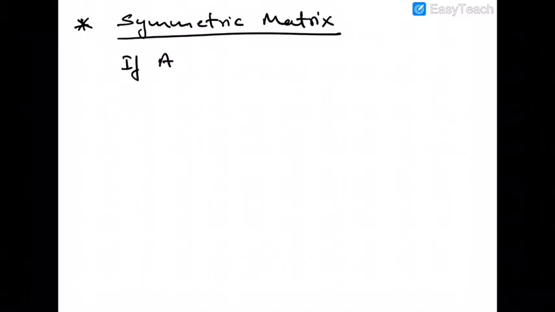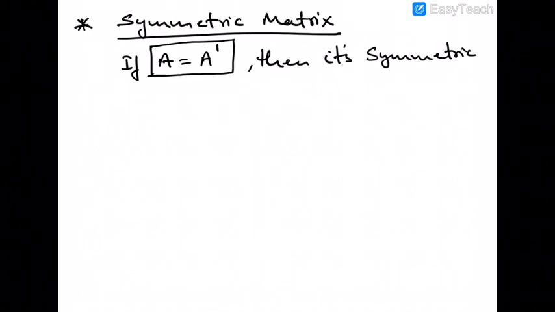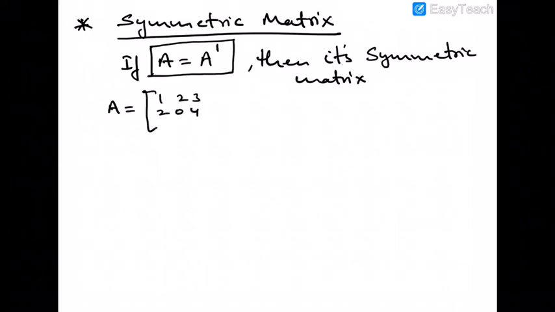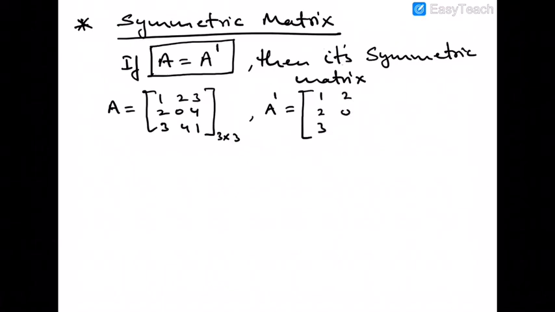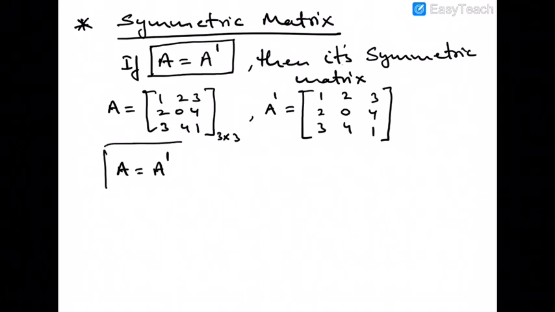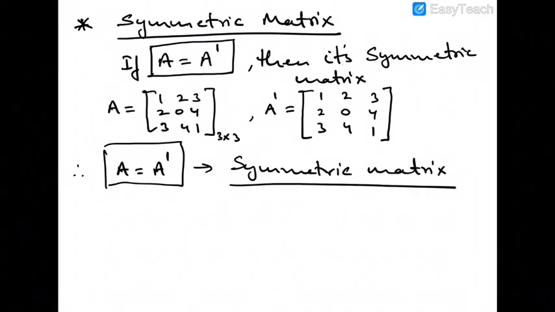Now the symmetric matrix. A matrix will be symmetric if A is equal to the transpose of A. Then we can say that these matrices are symmetric. So let A be equal to 1, 2, 3, 2, 0, 4, 3, 4, 1. Then its transpose will be 1, 2, 3, 2, 0, 4, 3, 4, 1, which is again equal to A. So here A is equal to the transpose of A. So it is a symmetric matrix.